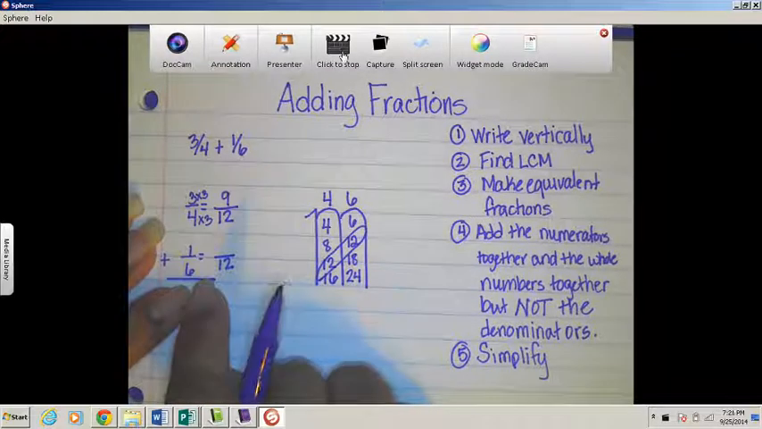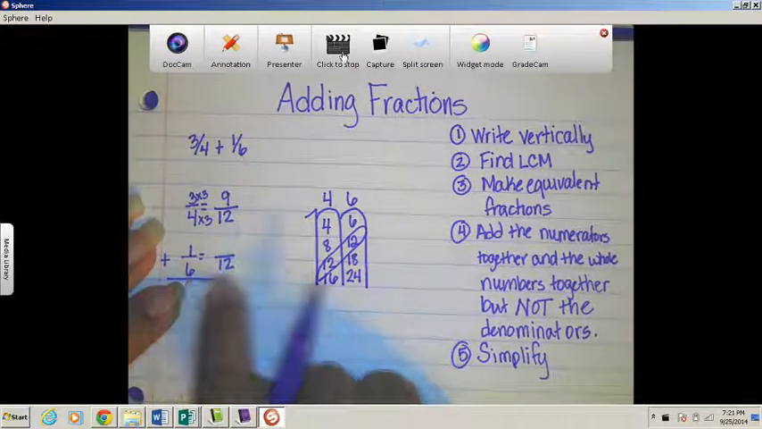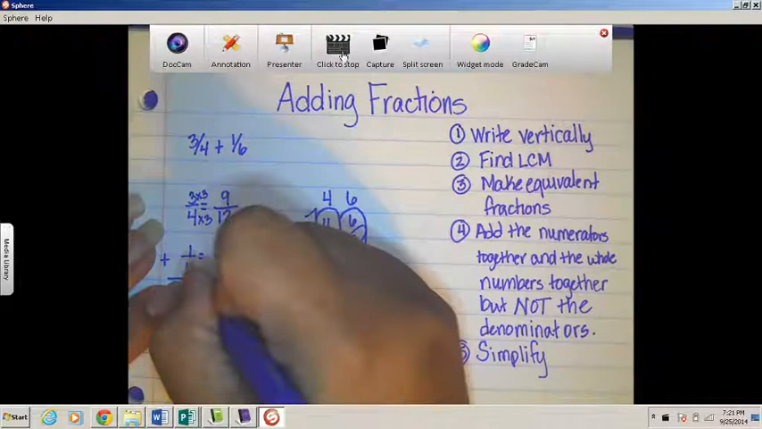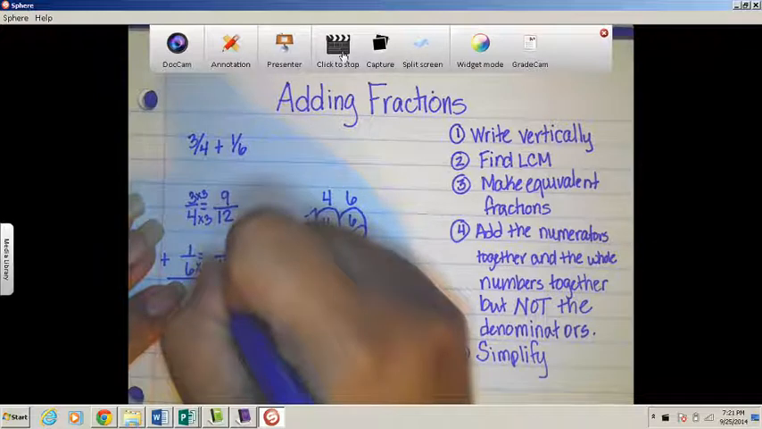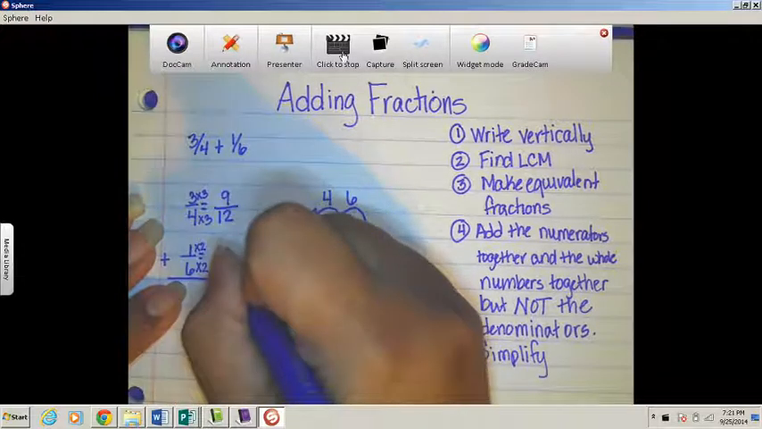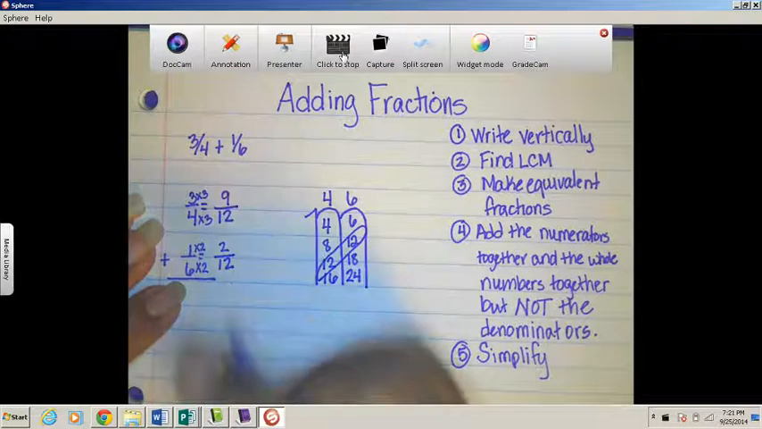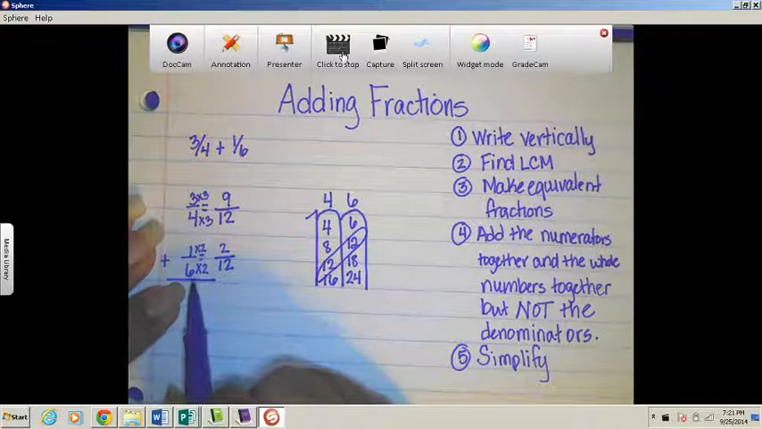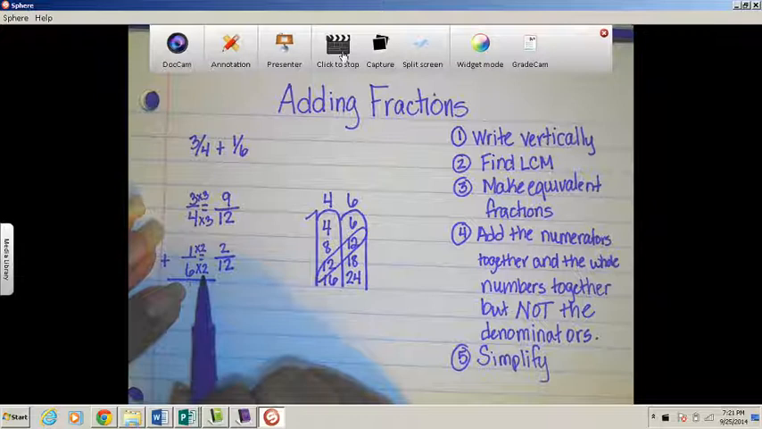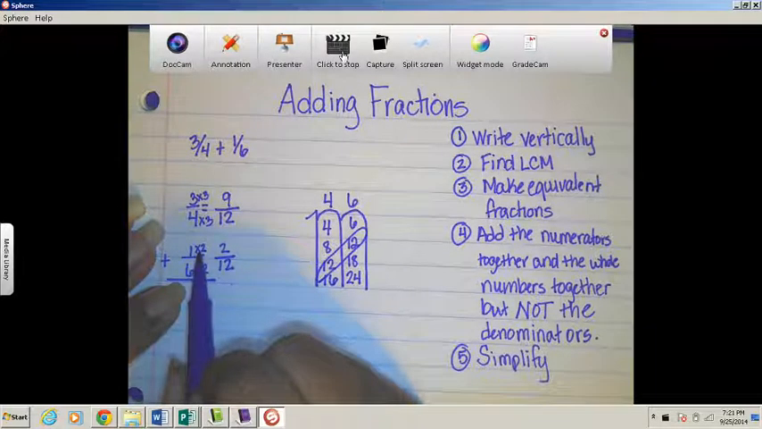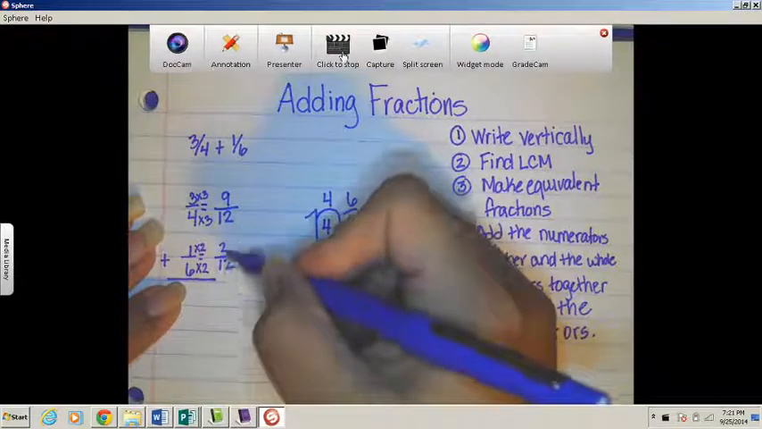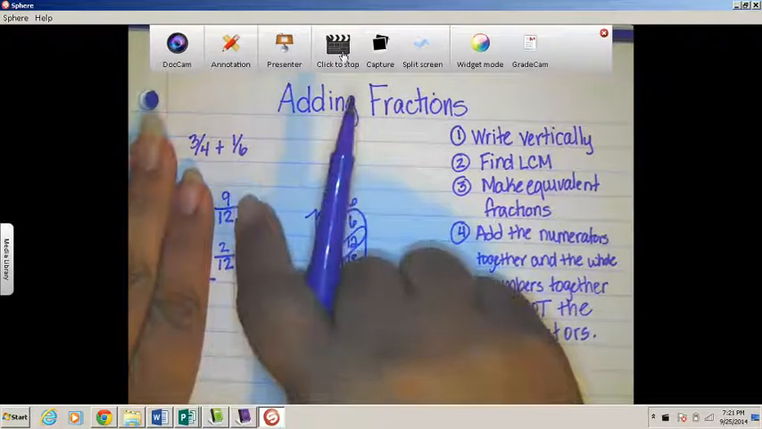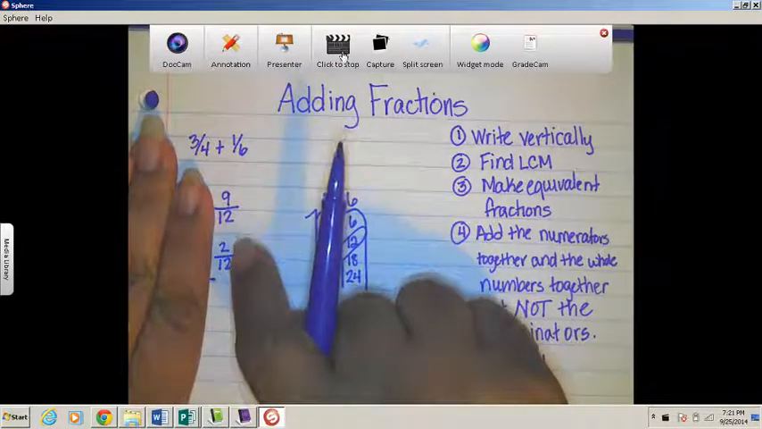Now I come to 1/6. 6 goes into 12 1, 2 times. 6 times 2 is 12. 1 times 2 is 2. Whatever we do to the bottom, we have to do to the top. If you multiply the denominator by 2, you multiply the numerator by 2. That's what makes these equivalent fractions. So now I'm looking at 9/12 plus 2/12.